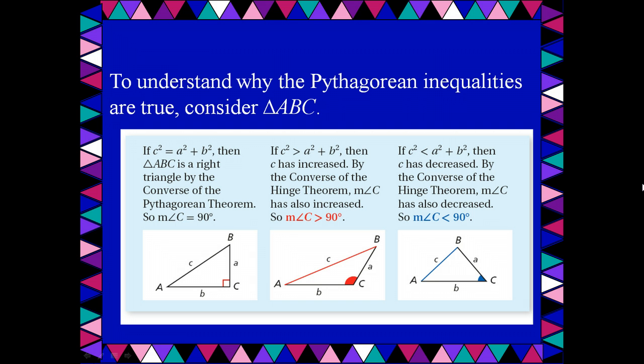If c squared is less than a squared plus b squared, then c has decreased. And by the converse of the hinge theorem, the measure of angle C has also decreased and is less than 90 degrees.